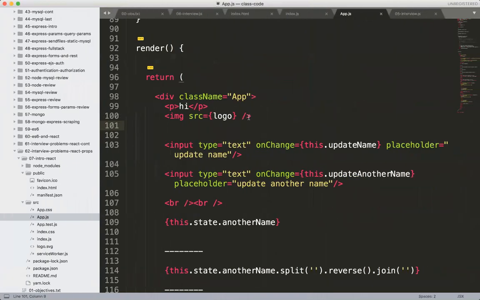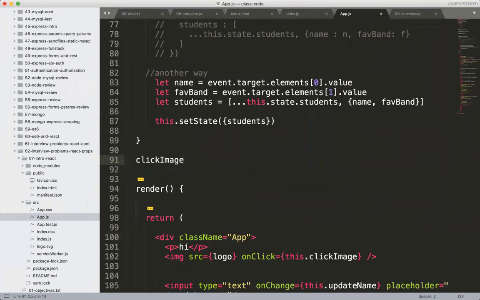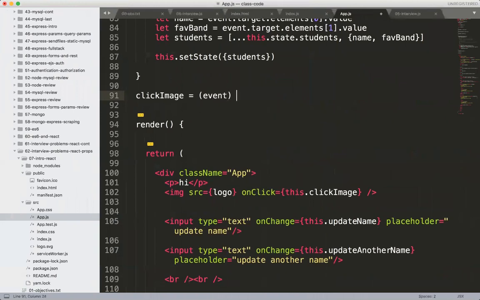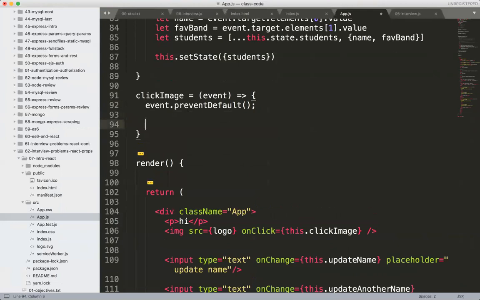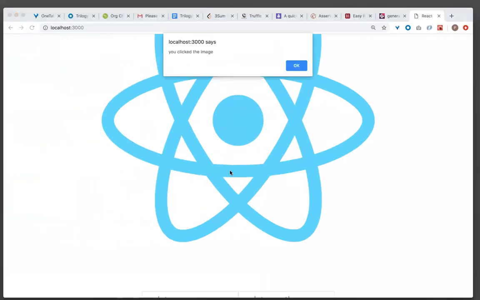Right. Now, if I wanted to do an on-click on this function, I would do on-click this dot click image right here. And I would put a function above the render function. So I would do click image, and wait, how was I doing this? Equals event.preventDefault, alert you click the image. Let's see if that works. Cool.